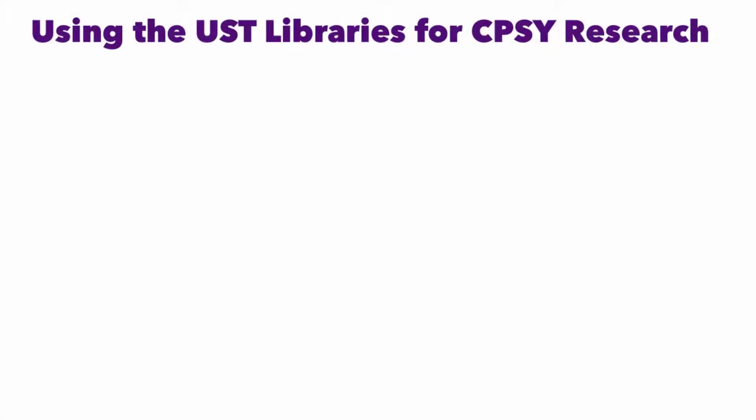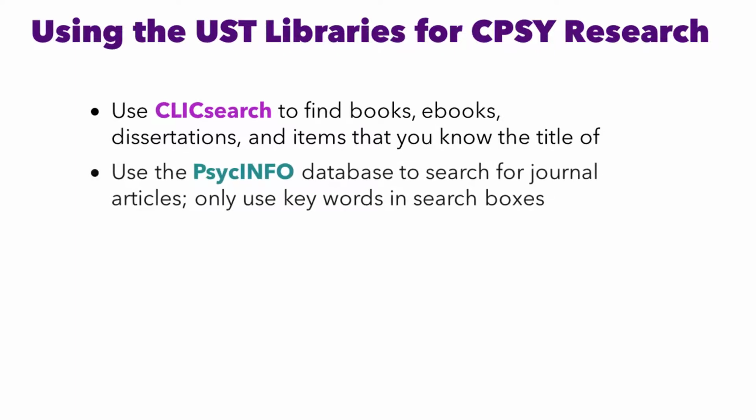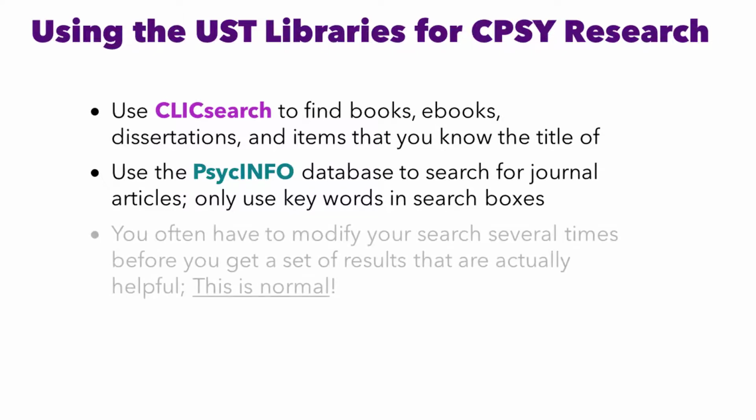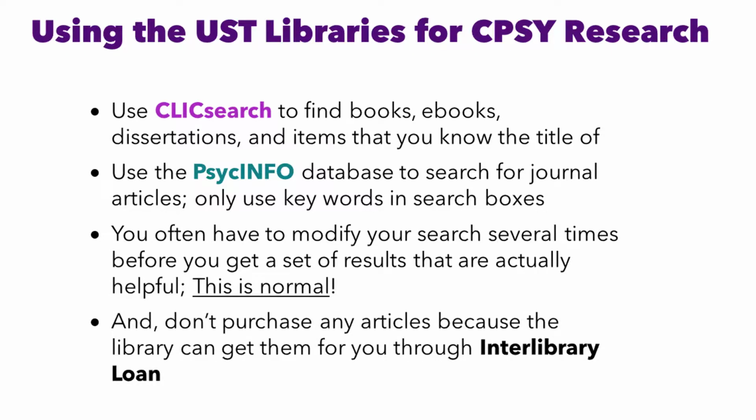A few key points about searching the UST Library site. Use Click Search to find books, ebooks, dissertations, and items that you know the title of. Use the PsycInfo database to search for journal articles. Only use keywords in search boxes. You often have to modify your search several times before you get a set of results that are actually helpful. This is normal. And don't purchase any articles because the library can get them for you through Interlibrary Loan.